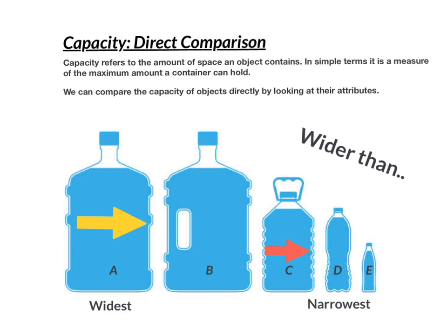Our next attribute that we are going to look at is the width, or how wide something is. When comparing containers, we can see that A is wider than C, and C is more narrow than A. So therefore, we can use our comparison of attributes to identify which container could hold more, or holds more liquid, or has a greater capacity.